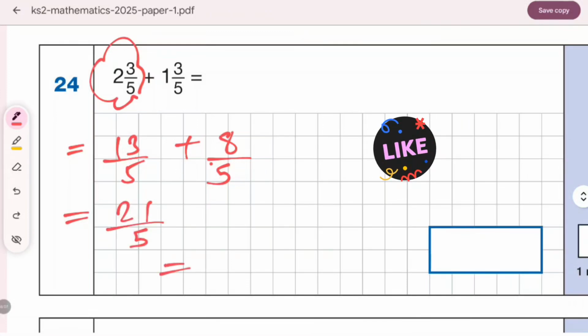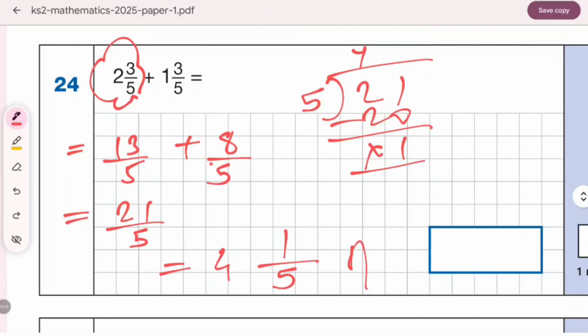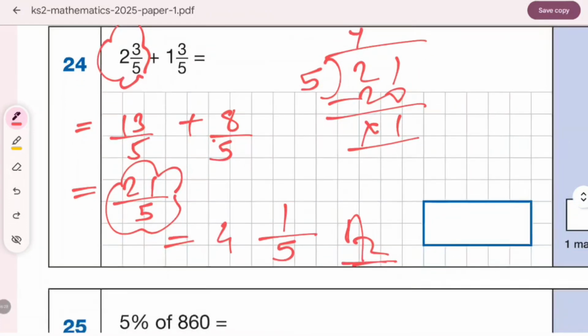Now we can also change it into mixed fractions. We can change into mixed simply by dividing. So in the 5 table, it is divisible 4 times with remainder 1. So we have 4 as the whole part and 1 will be the numerator, that will be over 5. So you have 4 whole 1 by 5, or you can say 21 by 5. Both of them are the correct answer for question number 24.